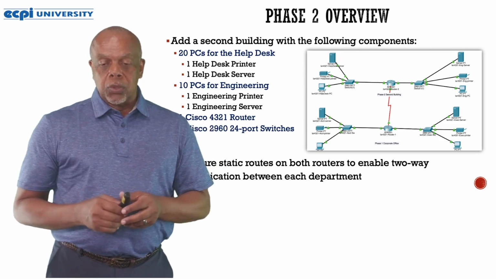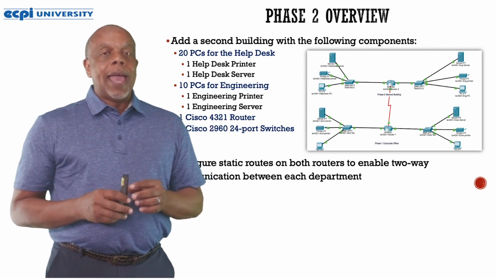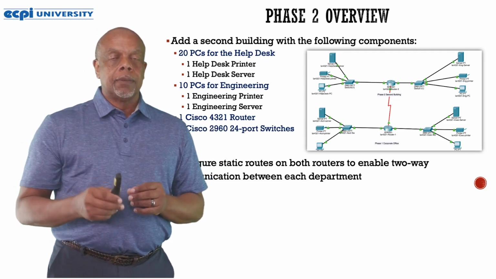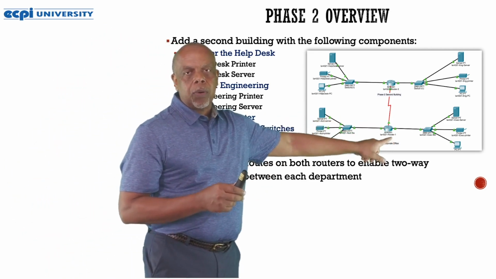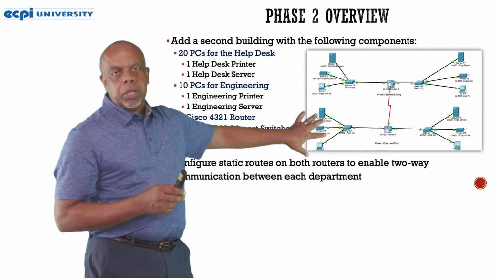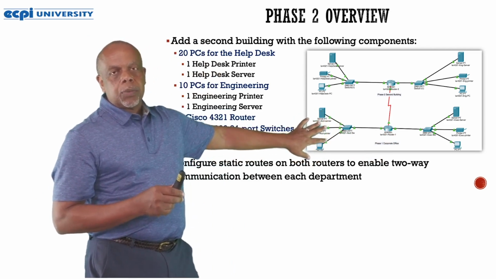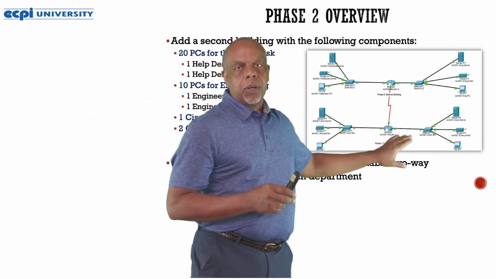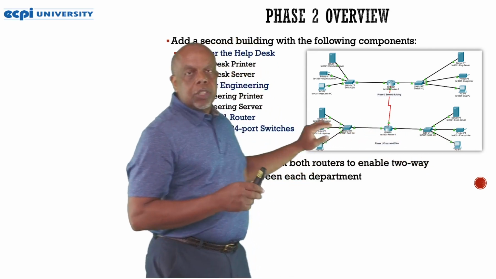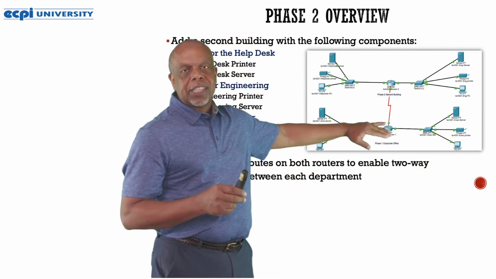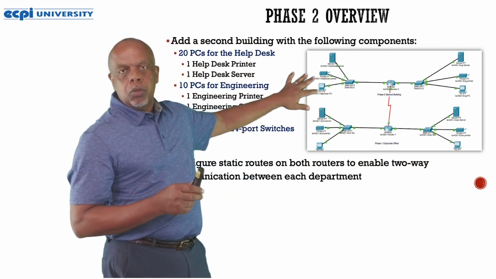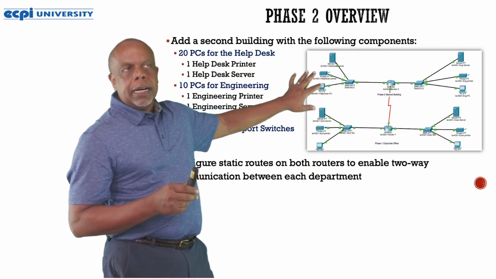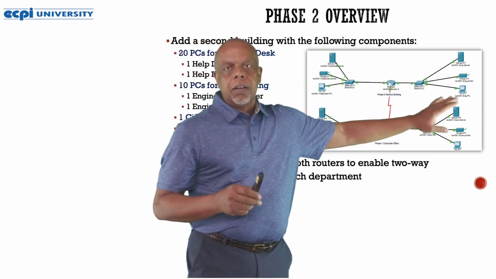Okay, in phase 2, this week, we are going to add a second building. If you remember phase 1, which you had down here, you had one router, two networks. I think it was accounting and the executive network, and you had switches there. This week, we're adding a second building, which means we're going to add a second router, and we're going to add 2 more networks, one for engineering and one for the IT help desk.